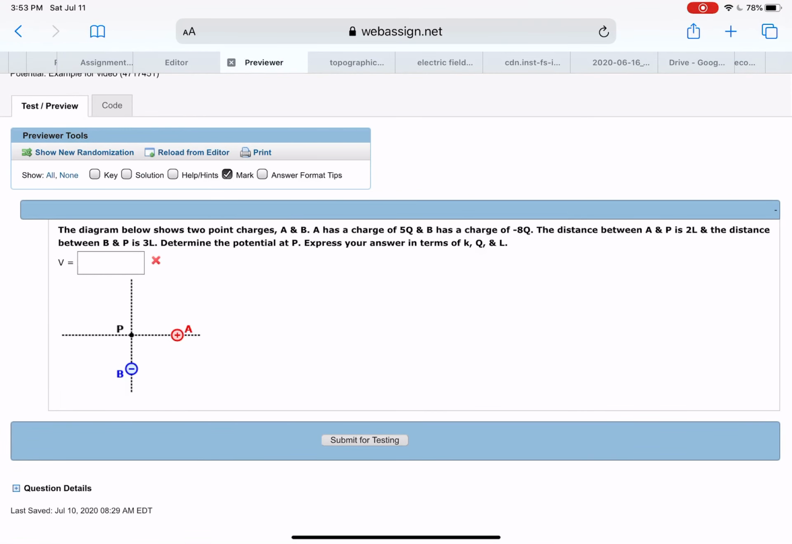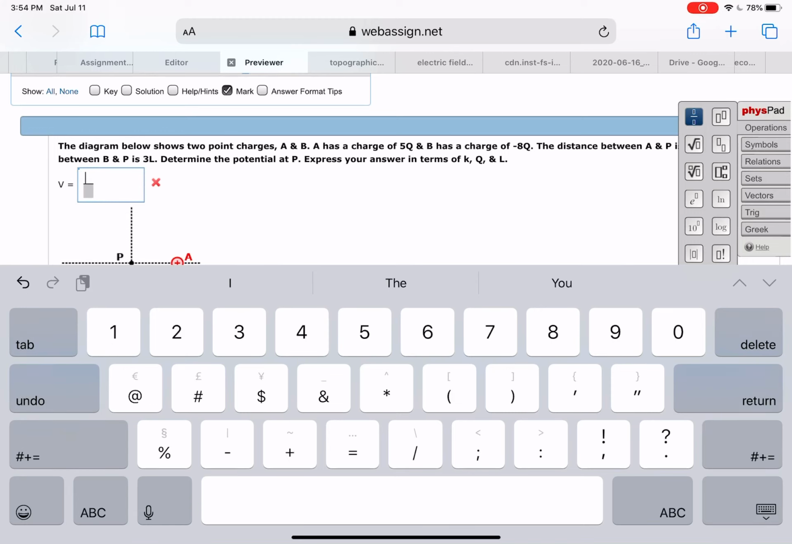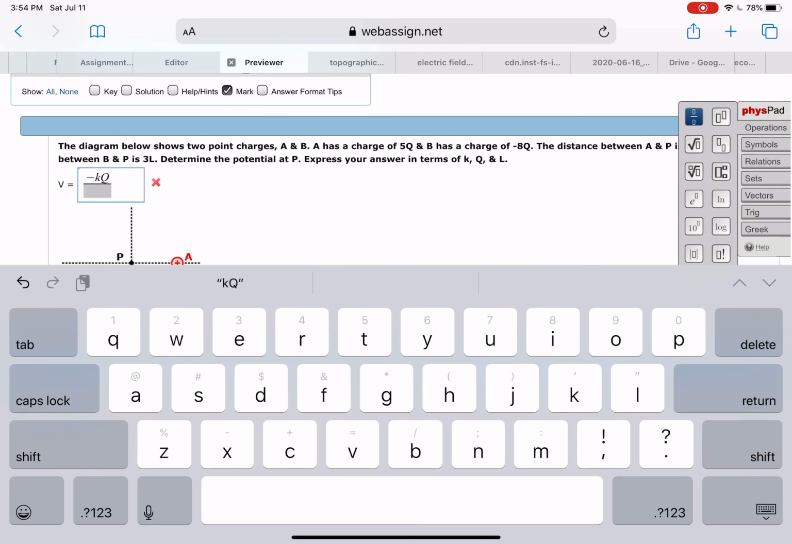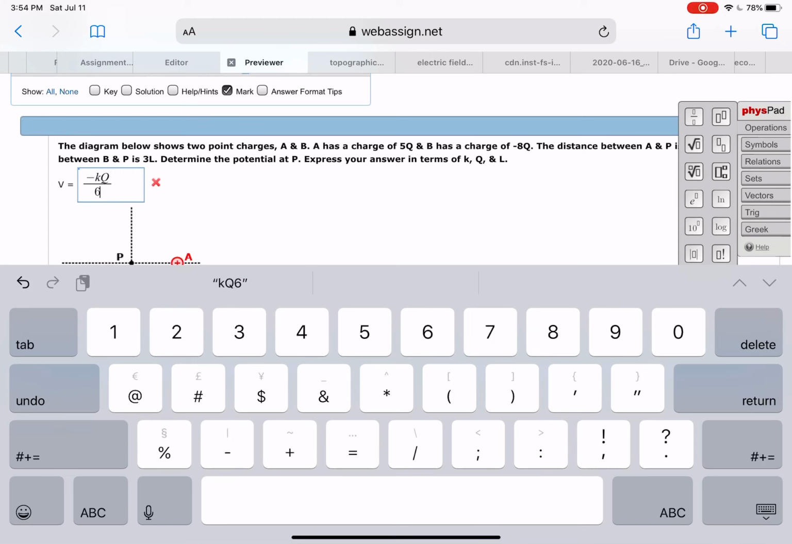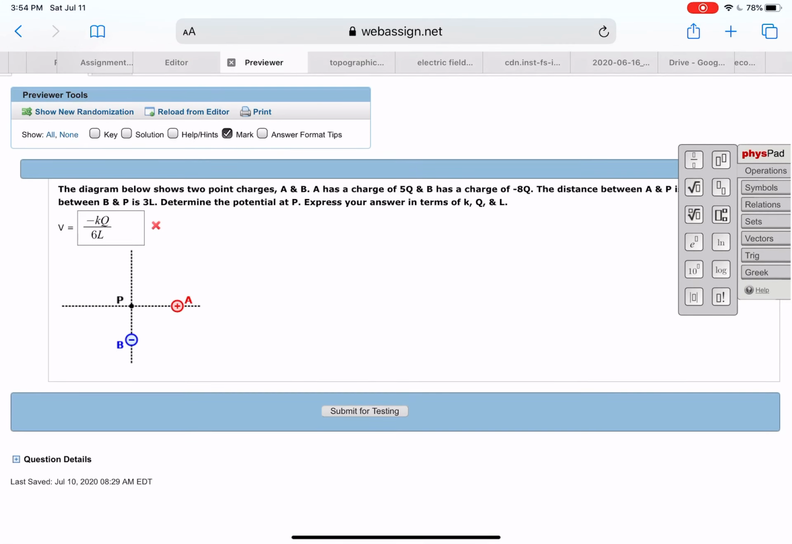So this is a symbolic answer, so you've got to touch inside the box, and when I do that, you see the FizzPad comes up, and now I can enter my answer. You can see there's a whole bunch of symbols here, and we want to enter a fraction, so I touch the fraction symbol, and then I just start typing negative K, Q, switch to the denominator, this is 6L, and that's it. I've entered my answer.